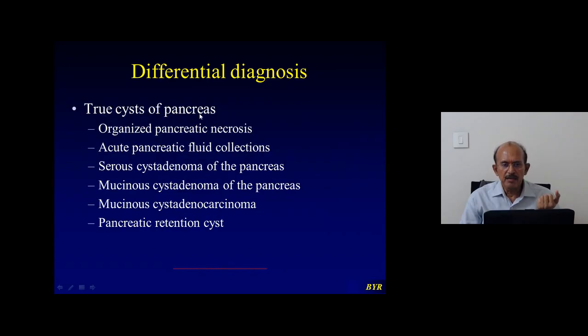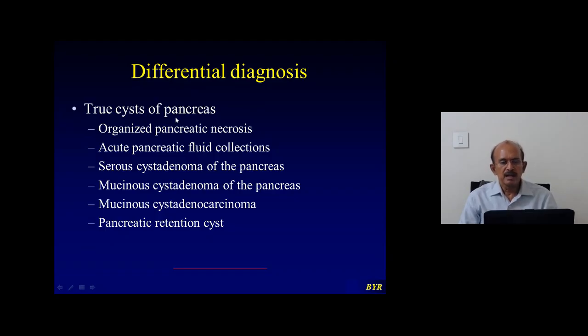We have to differentiate it from the true cysts of pancreas. That is very, very important. What are the true cysts of the pancreas? Organized pancreatic necrosis, acute pancreatic fluid collections, then neoplasms. The cystic neoplasms being serous cystadenoma of the pancreas, mucinous cystadenoma of the pancreas, mucinous cystadenocarcinoma, then pancreatic retention cyst. So these are all the cysts that can occur in the pancreas. So these are called the true cysts.